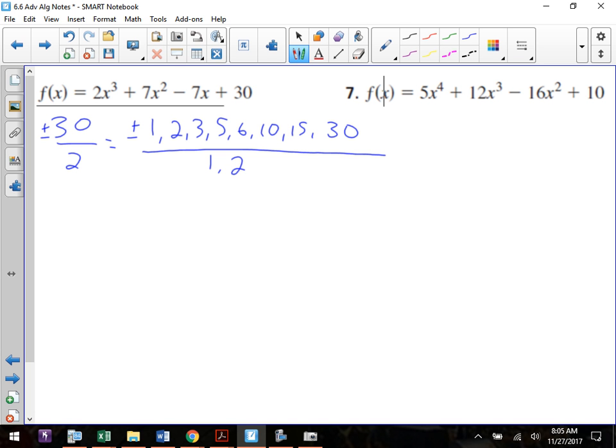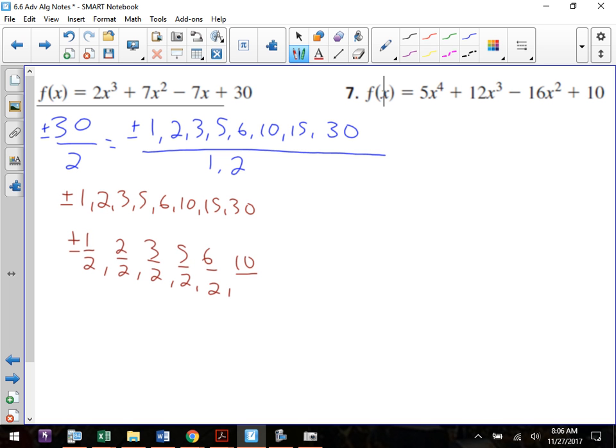For example, if I go through this and I divide all of my numerators by 1, I'm left with plus or minus 1, 2, 3, 5, 6, 10, 15, and 30. Okay with that? And then if I go back and divide everything by 2, I get plus or minus 1/2, 2 over 2, 3 over 2, 5 over 2, 6 over 2, 10 over 2, 15 over 2, and 30 over 2. And that's what I was getting at.